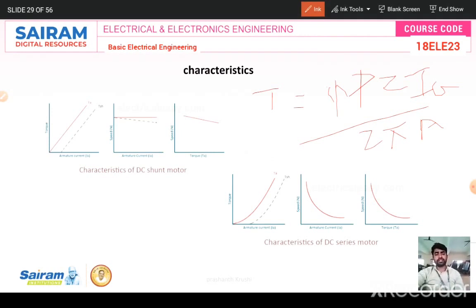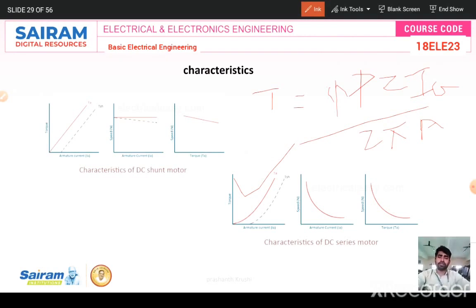And the characteristics of DC series motor: torque is directly proportional to phi Ia, so Ia square, so it is variable. So this is the series motor. And speed versus armature current: N is directly proportional to Eb by phi. Phi is inversely proportional, so definitely the inverse graph is like this. And speed versus torque is the same. Speed is proportional to 1 by Ia, because phi will be there, so the same diagram like this. So this is the characteristics of DC series motor.